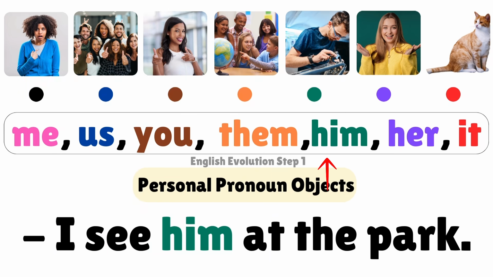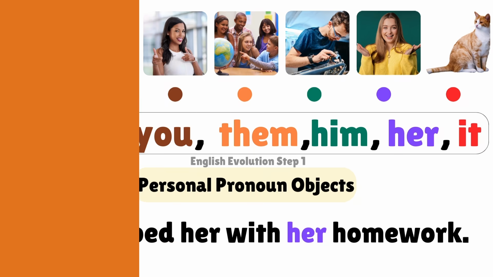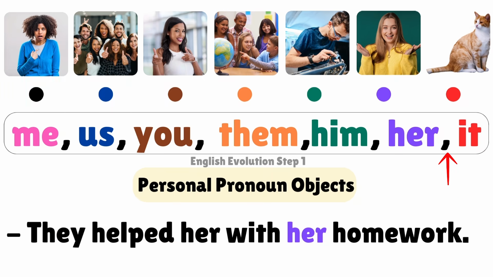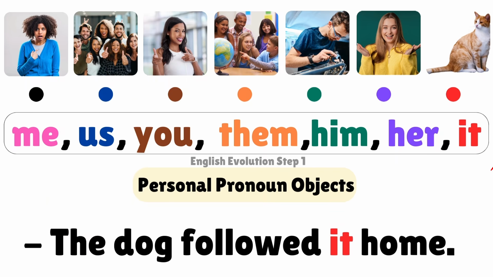Him. I see him at the park. Her. They helped her with her homework. It. The dog followed it home.